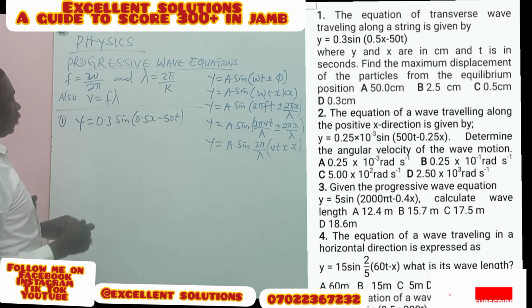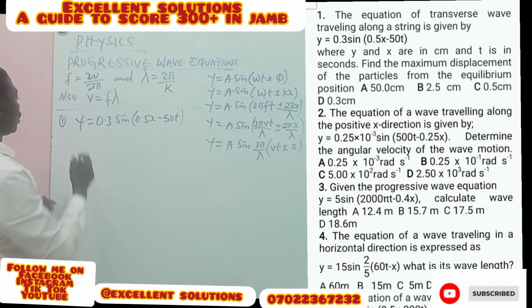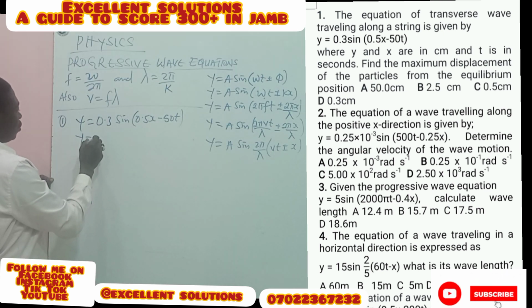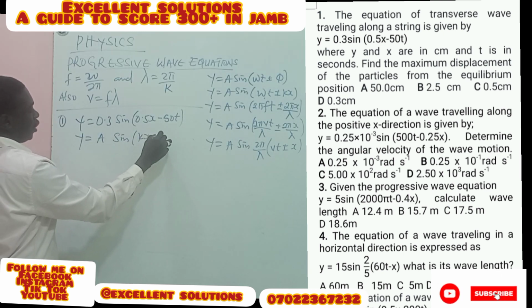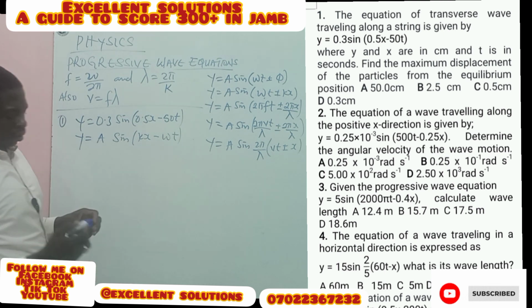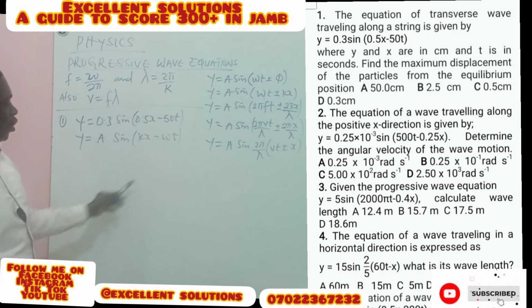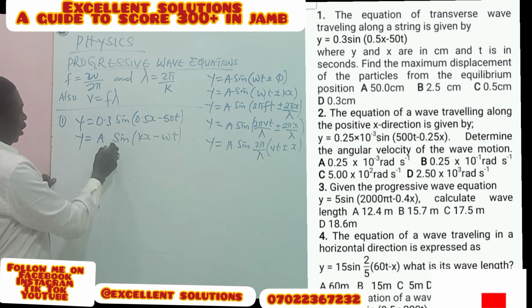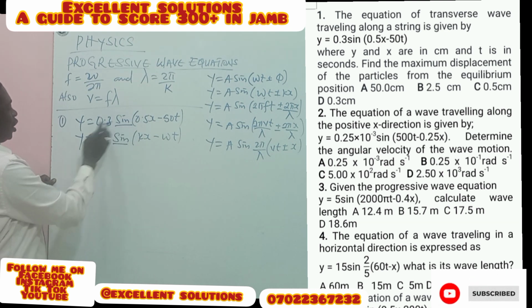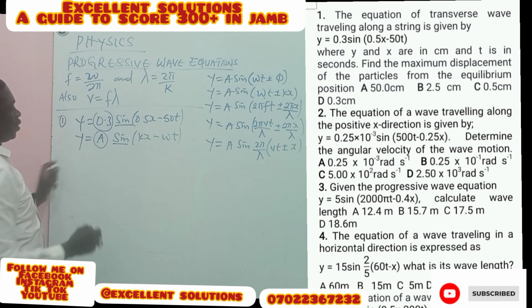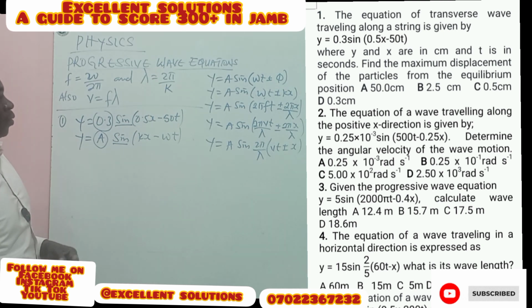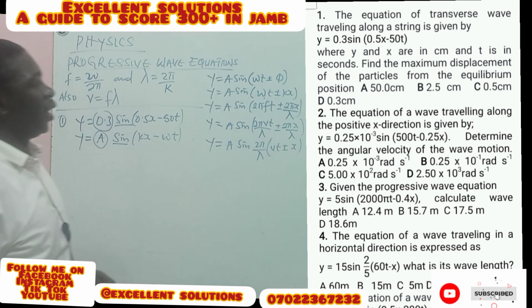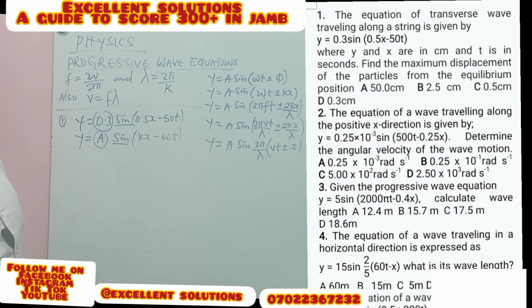with y equal to a sine (kx minus omega t). So if we look at these two equations, we have sine here, we have sine. The coefficient of sine here is 0.3. The coefficient of sine here is A. So A is the same as 0.3, and the amplitude. The question says where x and y are in centimeters and t is in seconds.